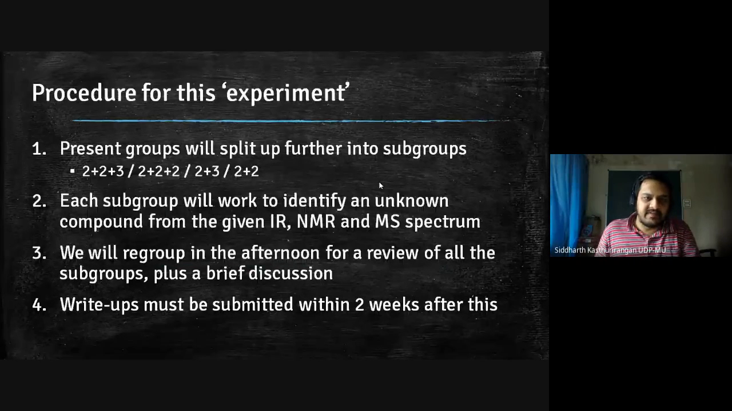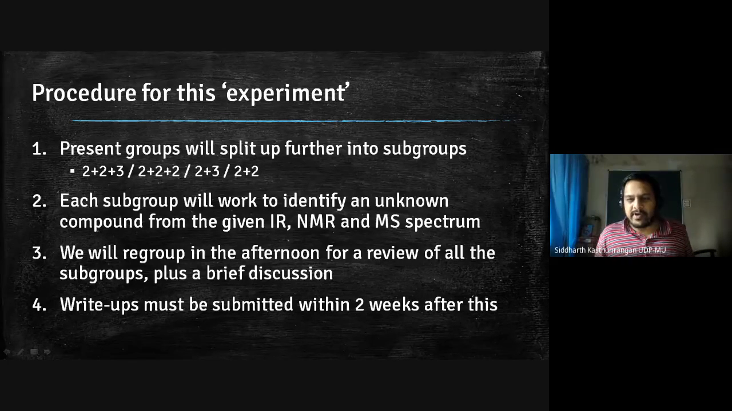So this is the procedure which I am intending to follow. We will split up. Already we are in groups of either 6 or 7 students. What I saw, 7 है actually, but उसमें से कुछ लोग गायब हैं, वो भी मालूम है मेरे को. So we will break up into subgroups, depending on the number of students.